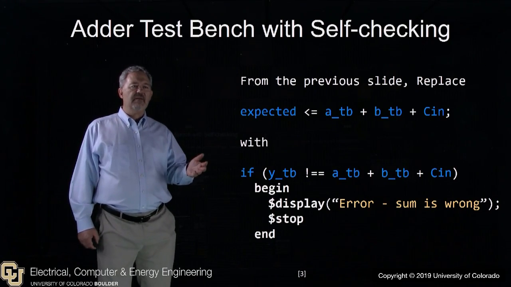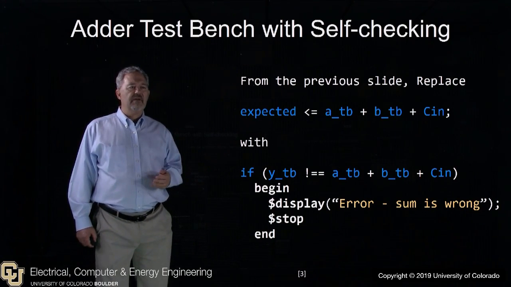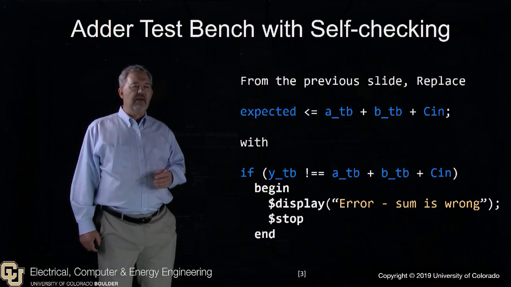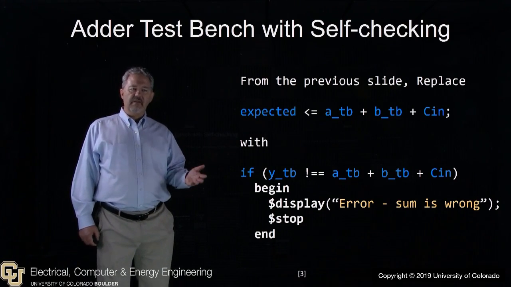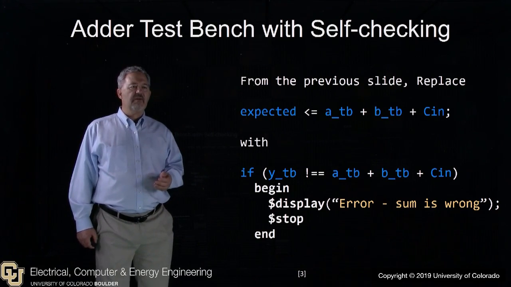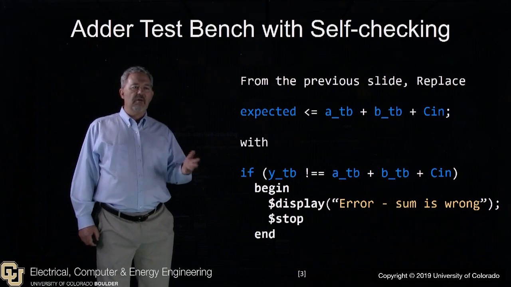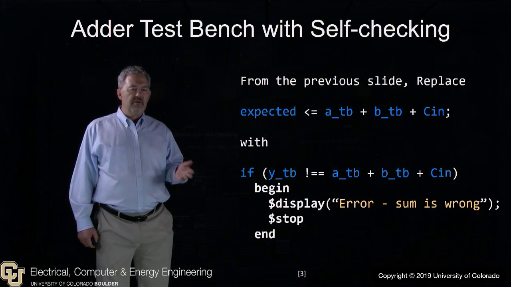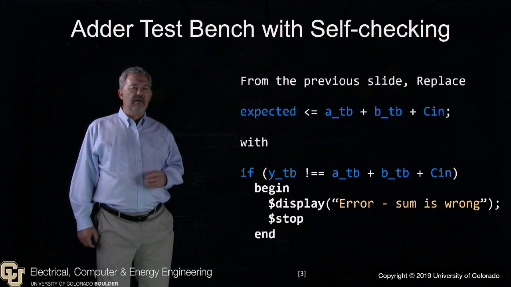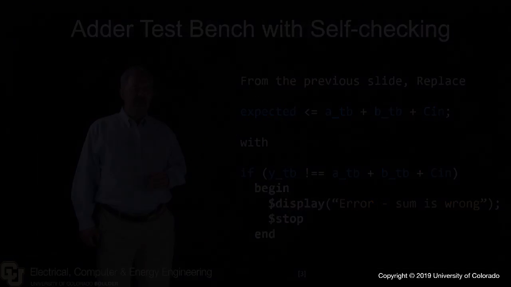We can further enhance the test bench by adding a self-checking feature so that we don't have to scan the output for errors. In this example, any mismatch detected will display an error message, but only when there is an error. This reduces the output greatly to only the cases that need attention.